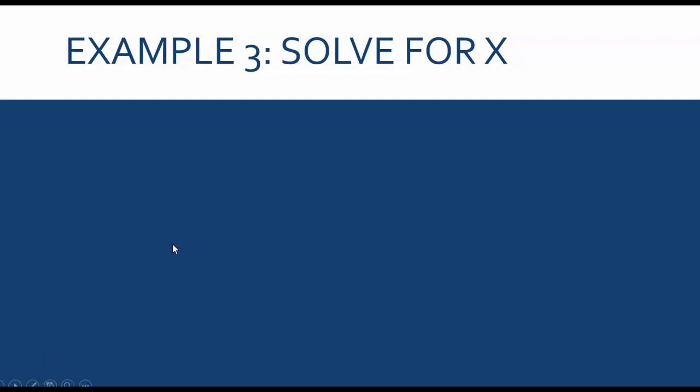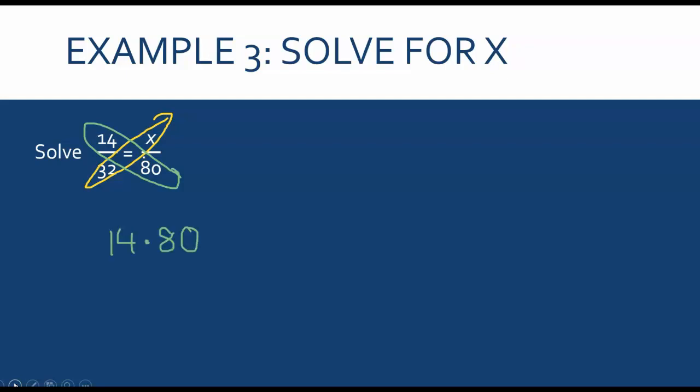So now, the next thing we're going to look at is, what is the missing value? Hold on, dear. Sorry, I was having a technical glitch. So we have 14 over 32 equals x over 80. So what'd you do? Cross multiply. Yep, 80 and 14. Perfect. So she said 14 times 80, and then that was equal to 32x.